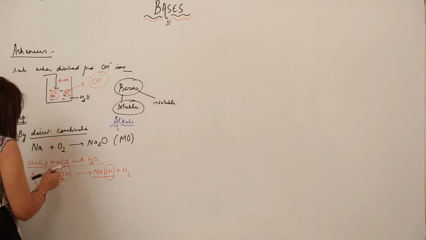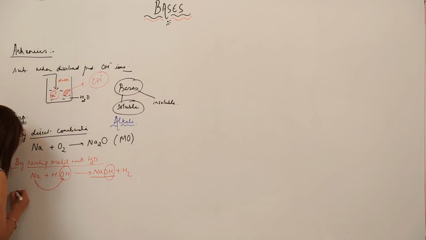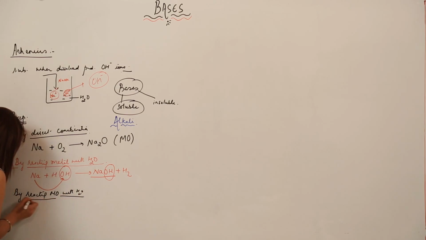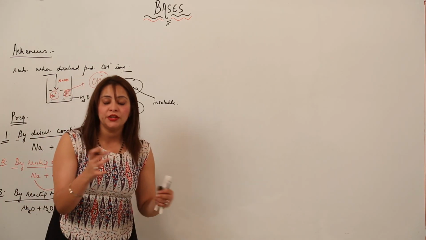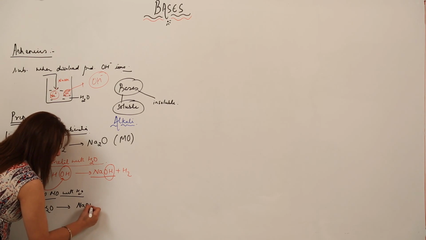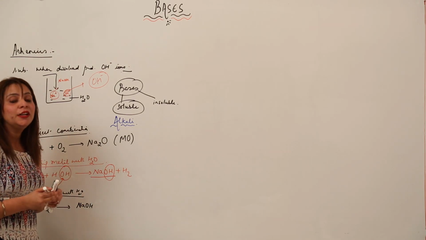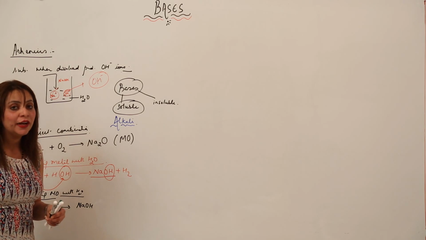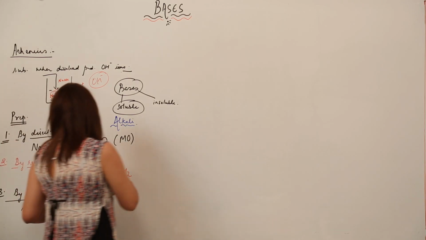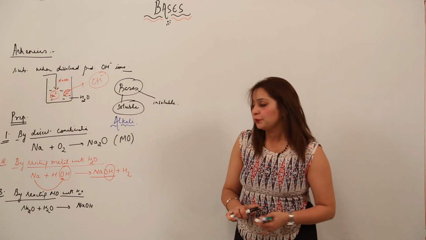So these are the two preparations. Third, we can prepare it by reacting metal oxide with water. Suppose again I am taking the sodium oxide and reacting it with water, and we know that any substance which reacts with water just crisscrosses with the hydroxide ion. So it leads to the formation of NaOH, but no H2 is evolved. Just keep in mind, when you are reacting oxide with water, you do not get any hydrogen gas, but when you react metal with water, you do get the hydrogen gas. So this is how we can prepare the bases.